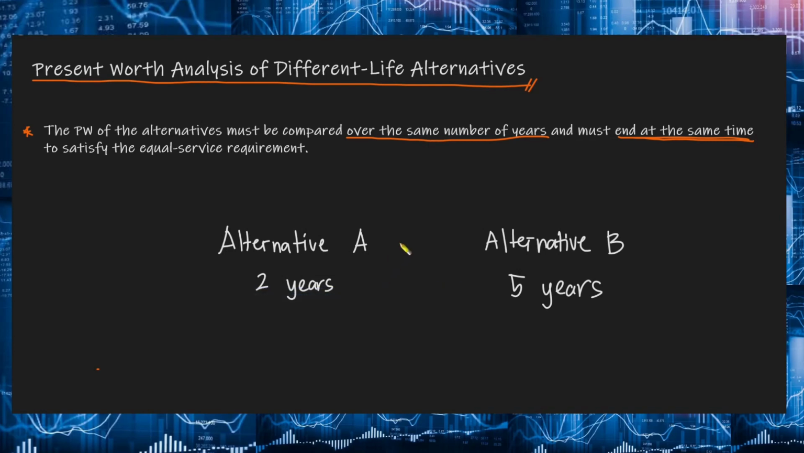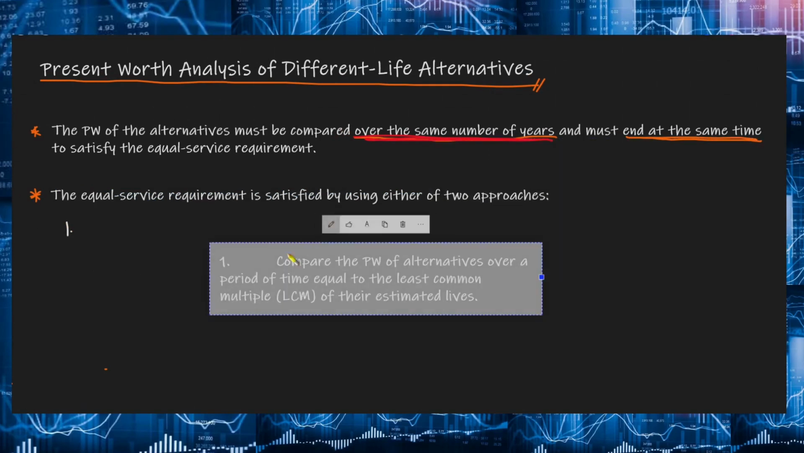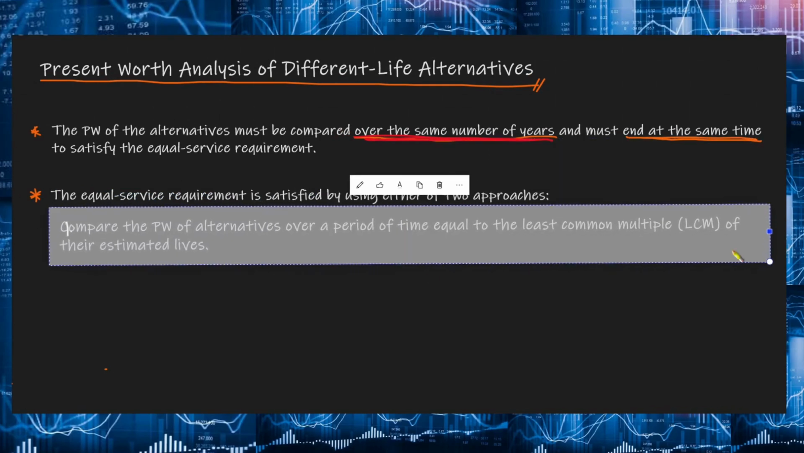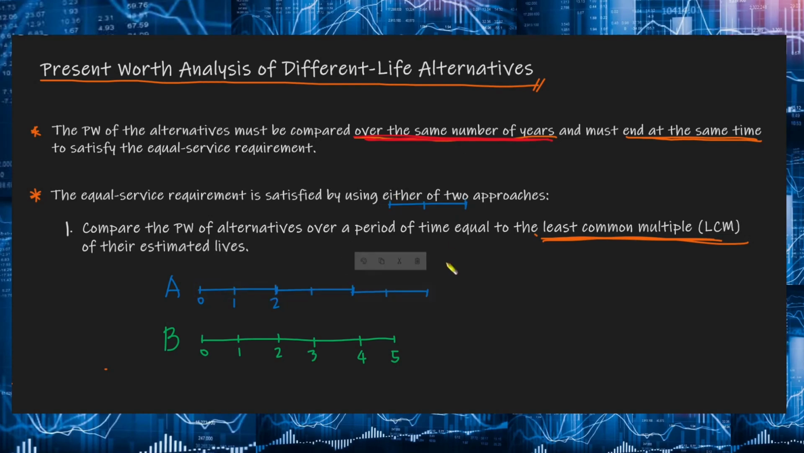In order for us to choose correctly the more economical choice, we should compare both of the alternatives over the same number of years. Paano ba natin yun gagawin? Now, the equal service requirement is satisfied by using either of these two approaches. First, compare the present worth of alternatives over a time period equal to the least common multiple, or LCM, of their estimated lives. Okay? So, for example, yung first alternative natin is good for 2 years, and then yung second alternative naman natin is 5 years yung life niya. So yung least common multiple ng 2 and 5, that will be 10. Therefore, we need to analyze both of the alternatives for a 10-year period.